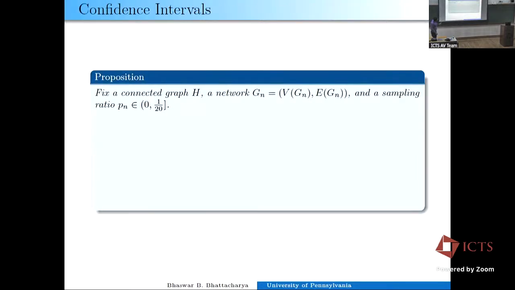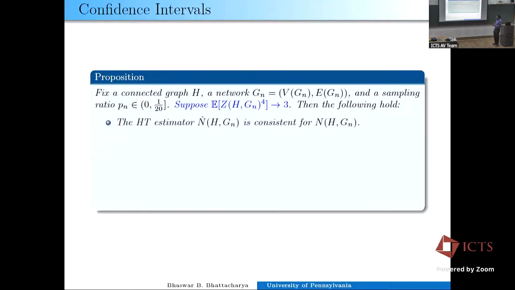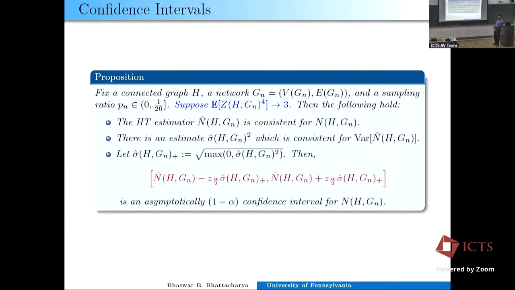So the first one is relatively simple. You can write down the expression of the variance and estimate it, kind of in a straightforward manner. What is satisfying is you need no other assumption other than the fourth moment. So you assume the fourth moment converges to 3. Then you have an estimate of the variance which is consistent, and you have an uncertainty interval. This is a statistical interval. This contains the true parameter with 95% confidence in an asymptotic sense.